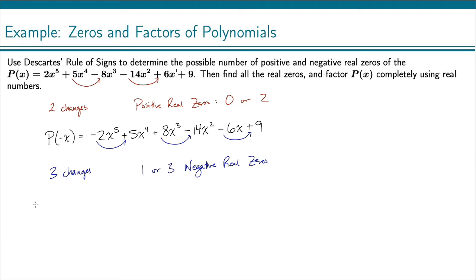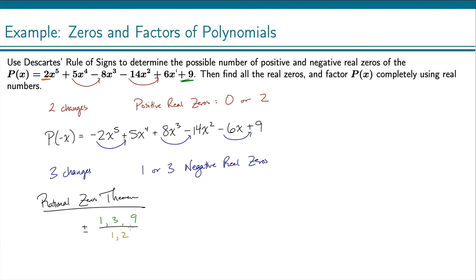Now I need to start finding my zeros, and we're going to use the Rational Zeros Theorem to do that. This is where we take the factors of the constant term. So the factors of 9 are 1, 3, and 9, plus or minus those. And then we divide by the factors of the leading coefficient, which is 2. So the factors of 2 are 1 and 2.